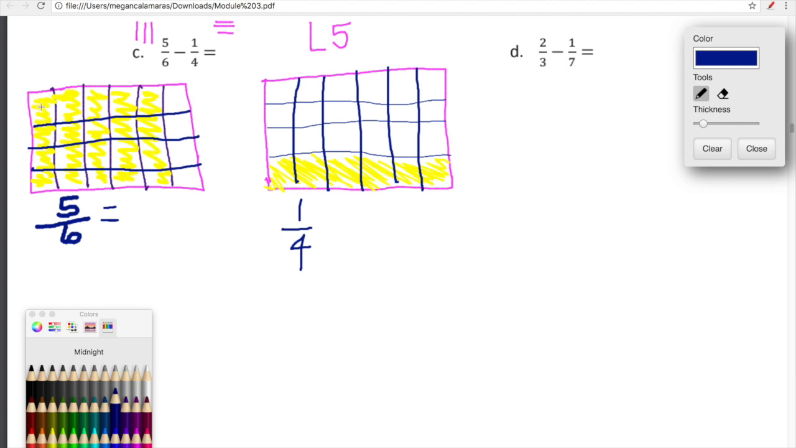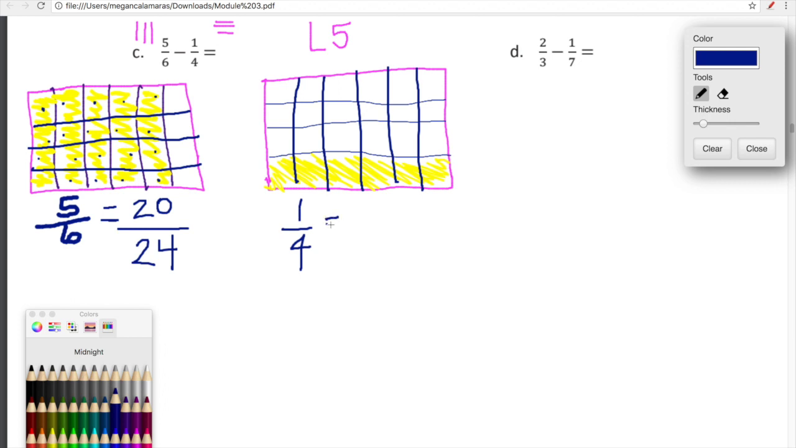So now what should become immediately apparent is that 5/6 is equal to some new fancy fraction. Let's see which fraction that is. 5/6 is equal now to 1, 2, 3, 4, 5, 6, 7, 8, 9, 10, 11, 12, 13, 14, 15, 16, 17, 18, 19, 20 out of, well, this rectangle is 4 units high, and it's 6 units wide. 4 times 6 is 24.